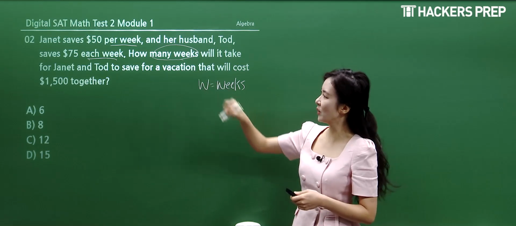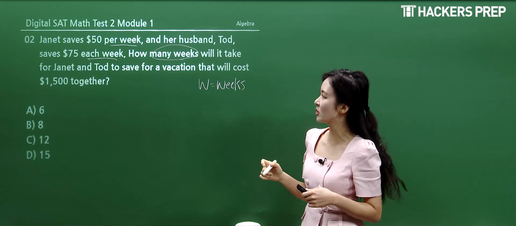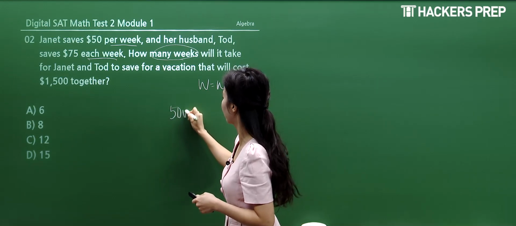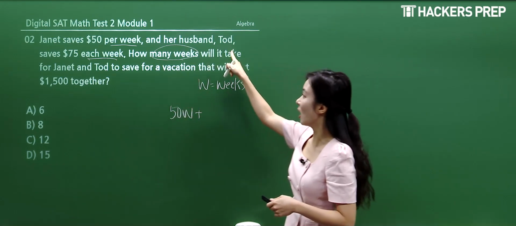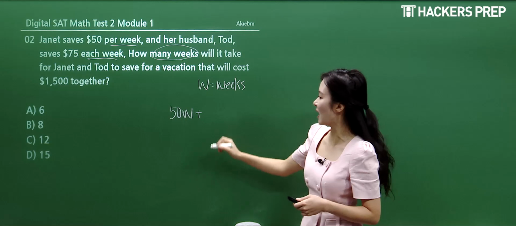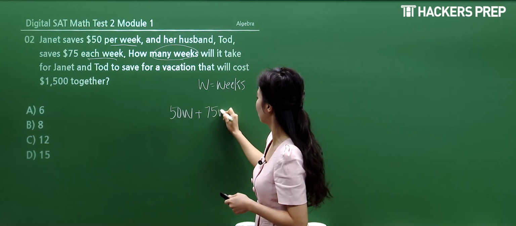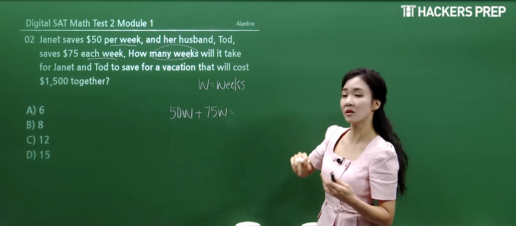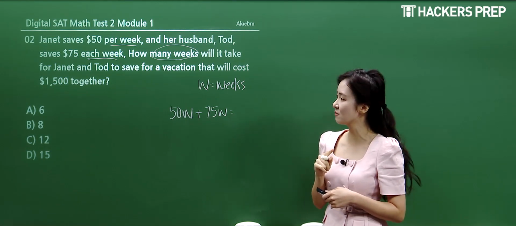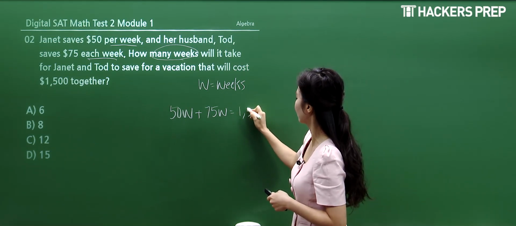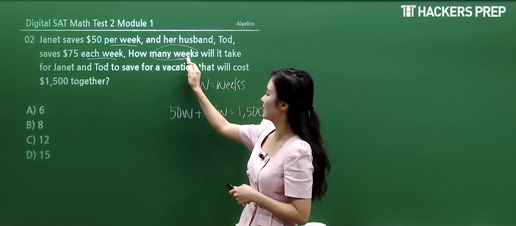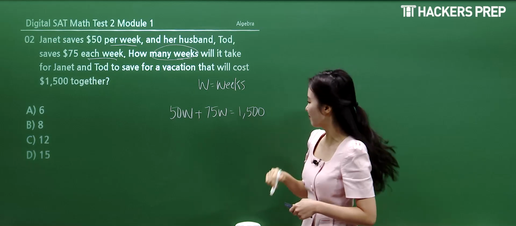And with that, we can get the expression for Janet, which is $50 per week, so 50 times W. And we're going to add Todd's rate, which is 75W. And that's going to equal the total cost for them, which is $1,500. In this case, again, the question is asking for the number of weeks, so solve for the value of W. Okay, let's get that started.